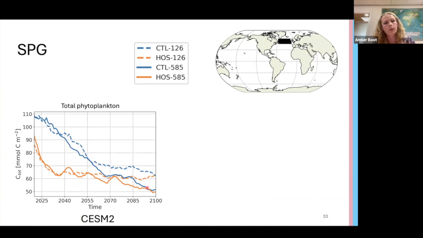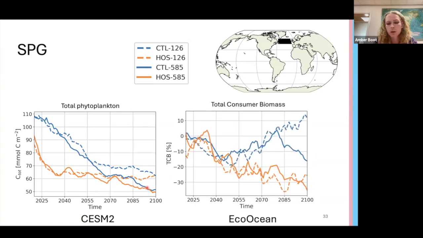But this is not the case in EcoOcean. What we see in EcoOcean is that total consumer biomass in the heating simulations decreases. It more or less follows what we see here in the orange line, not completely, but the approximate trend is there. But in the control simulations, where we get around a 50% decrease in total phytoplankton biomass, we get a 10% increase in total consumer biomass. So this clearly shows that the higher trophic levels in our ecosystem respond completely differently to the forcing than the total phytoplankton biomass.